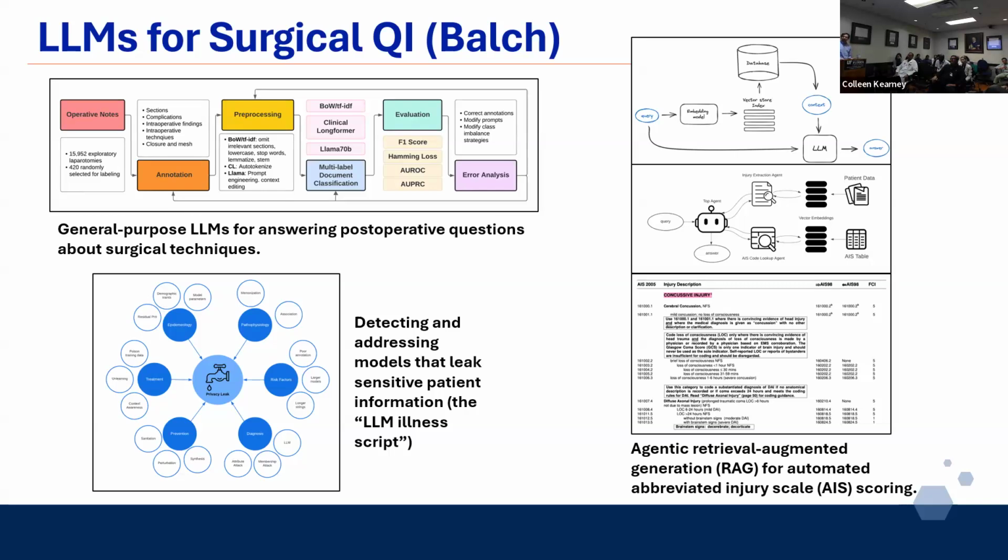We have a few projects with Jeremy Balch, a surgical resident, also one of my PhD students, using LLMs to do various things during surgery. We're also looking at the privacy leaks of LLMs and some of the drawbacks, to improve patient safety. His work is all related to surgical quality improvement.